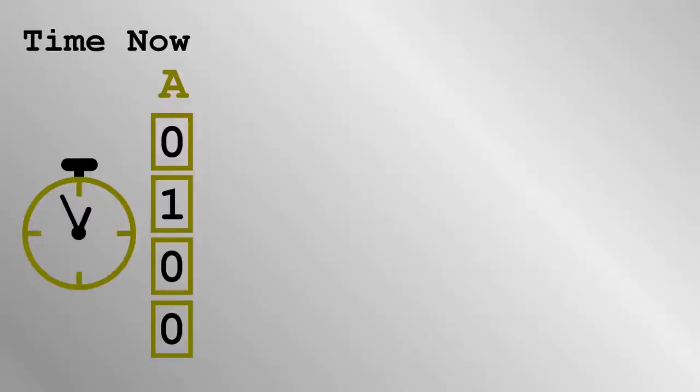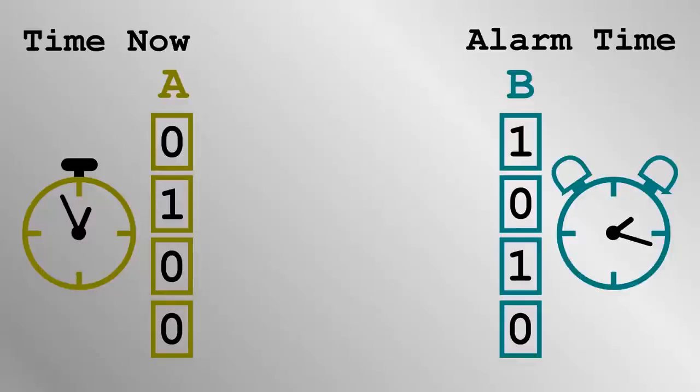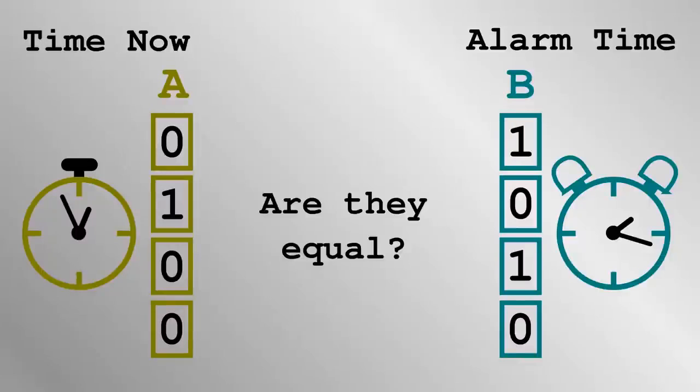Computers also rely on making comparisons of numbers, such as is A equal to B, is A greater than B, and so on. The computer might have the current time in seconds stored as a binary number A, updated every second, and the time to set off an alarm stored as B. The alarm would be made to go off when A is equal to B.